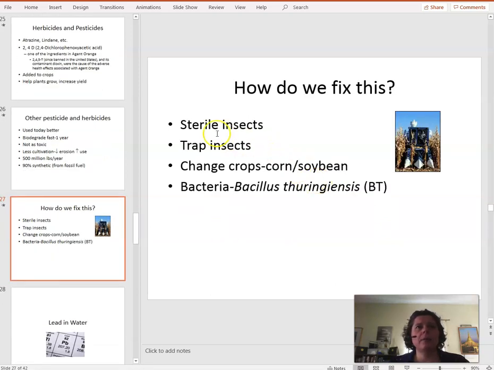And how do we fix it? Well, we can put sterile insects out, so when they breed, they produce sterile children. So that's one way. We could trap insects. One of the things that we do around here is why we have corn and soybeans: the pests that go after corn and the pests that go after soybeans are two different things, and soybean is a legume, so it's putting nitrogen into the soil so we can put less nitrogen down. And so if you're going back and forth, you never get a buildup of those pests on your farm field.